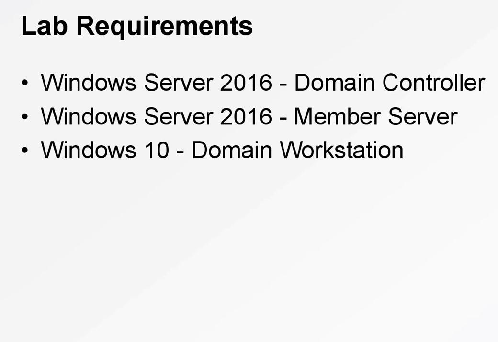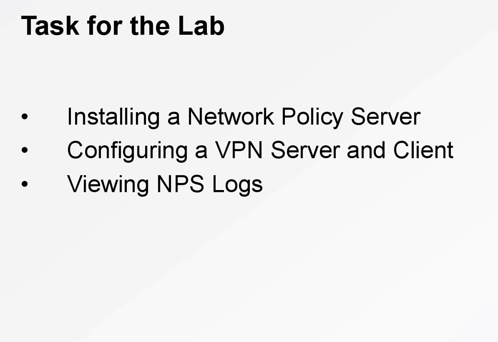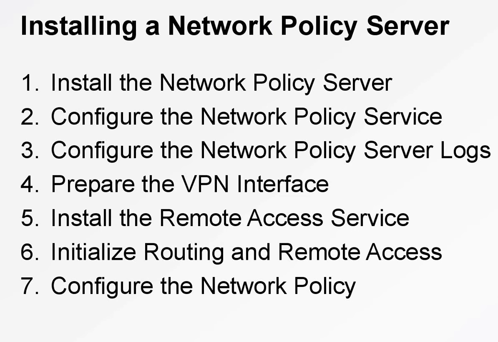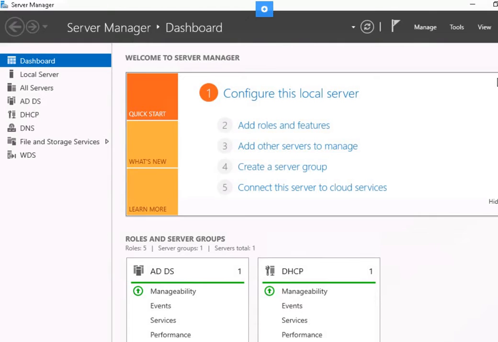Lab requirements: Windows Server 2016 domain controller, Windows Server 2016 member servers, and a Windows 10 domain workstation. So this is what I used for this test environment. Tasks for the lab: we will see how to install a network policy server, configure a VPN server and client, and view NPS logs. So first we will see installing a network policy server. Okay, let's go for the practice labs.